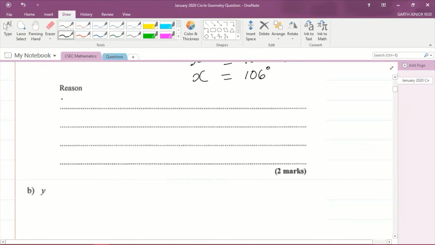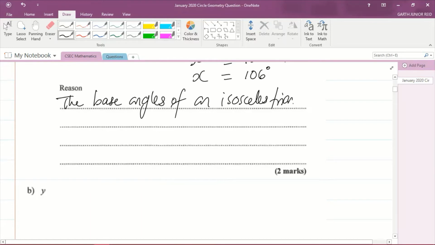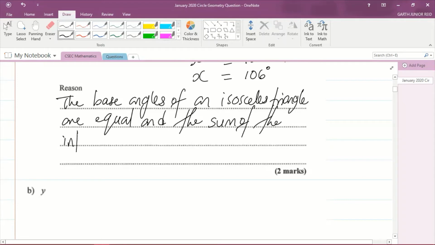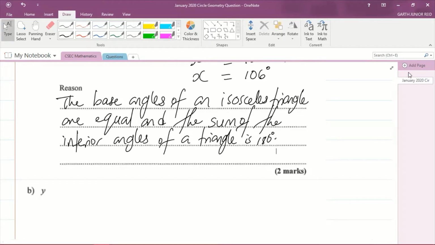And the reason is that the base angles of an isosceles triangle are equal, and the sum of the interior angles of a triangle is 180 degrees. All right, and that is my solution.